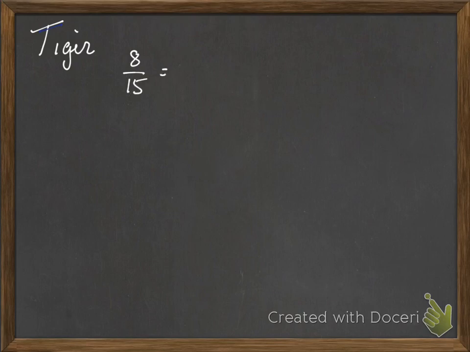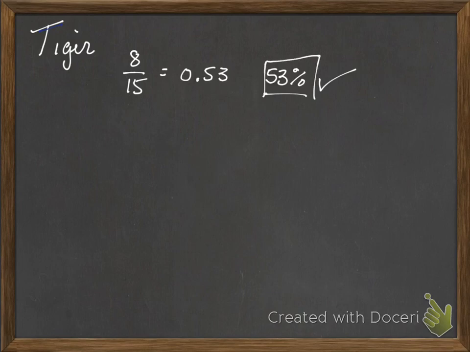And when I do that, I get 0.53, changing that to a percentage, 53% of the vote goes to tiger. So that's okay, because remember, to have the majority, you have to have over 50% of the votes. So tiger wins, and that is the answer to this problem.